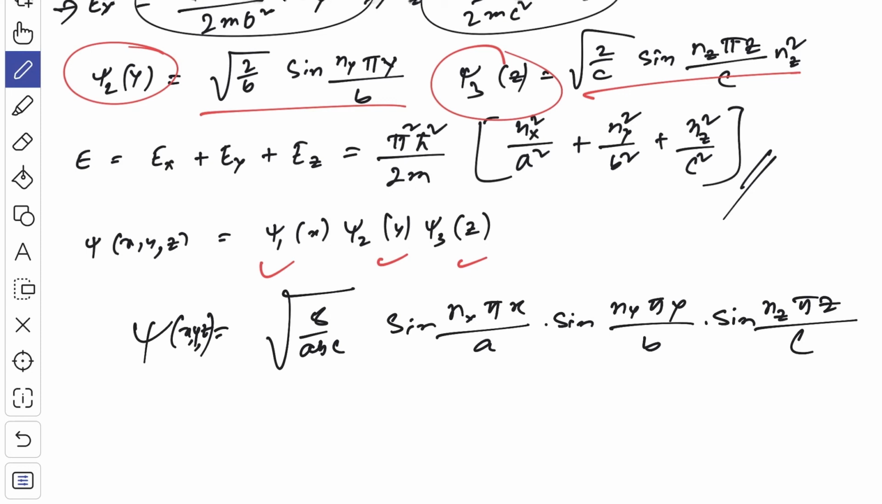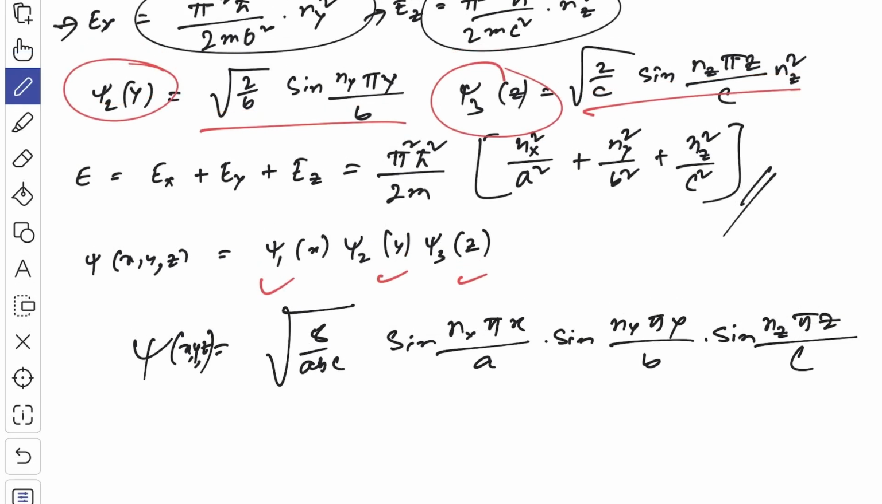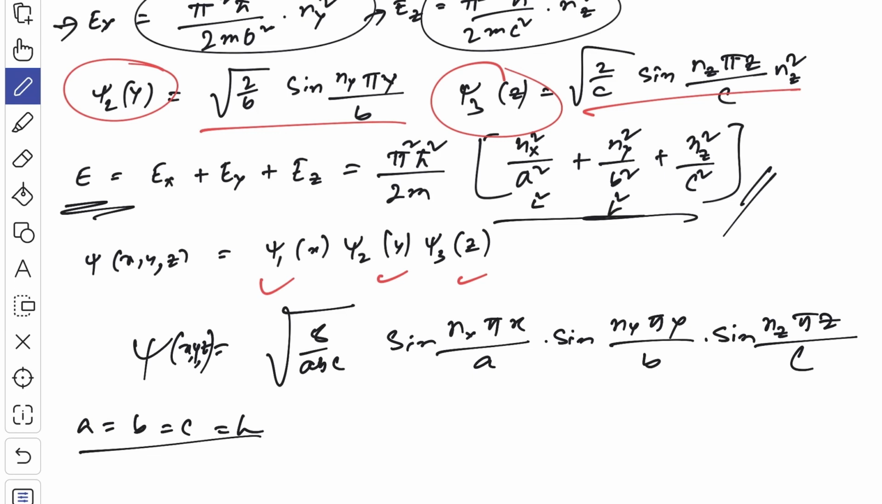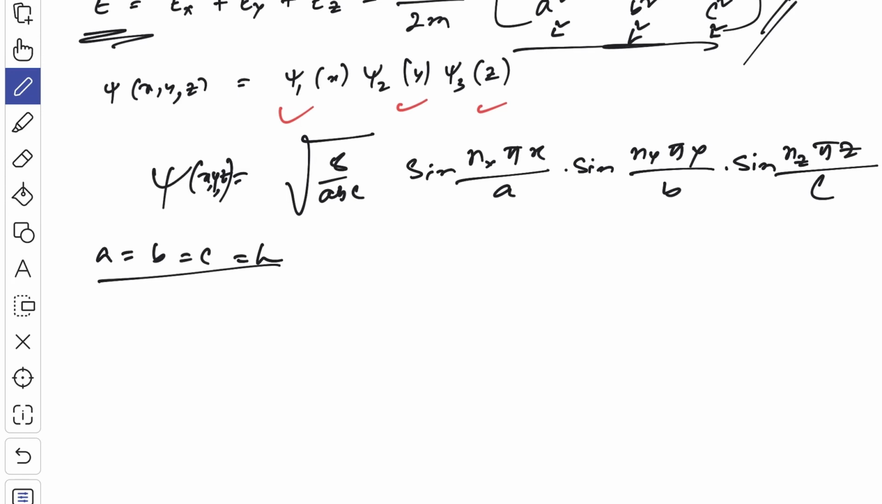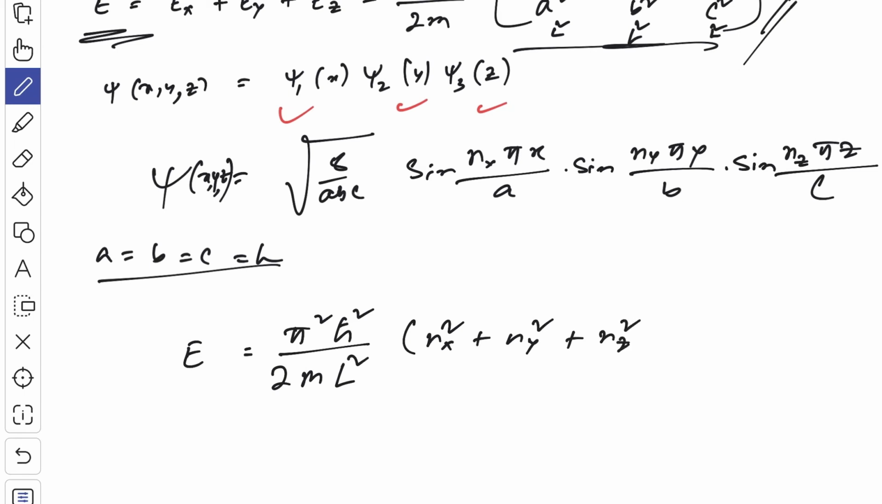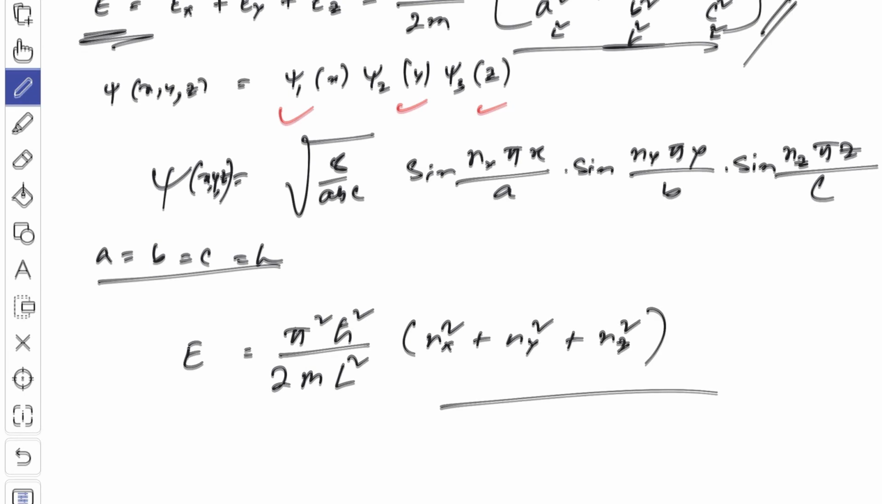That is what we have got now. Now one more thing, suppose a is equal to b is equal to c is equal to L, that means all three dimensions are equal. Then in this expression for E, if you put L square instead of a square, b square and c square, then E will be equal to pi square h cut square divided by 2m L square, with L square taken common, into nx square plus ny square plus nz square. That's what you will get. So hope you have understood.